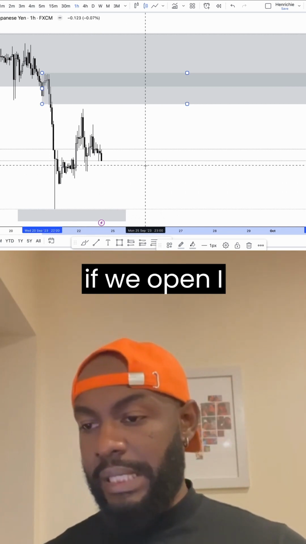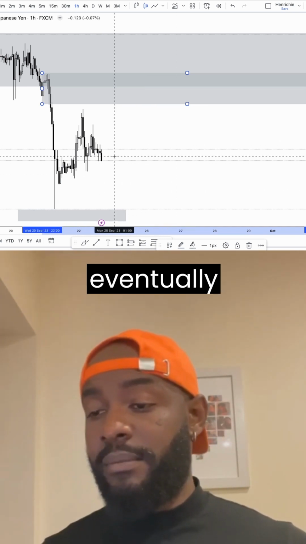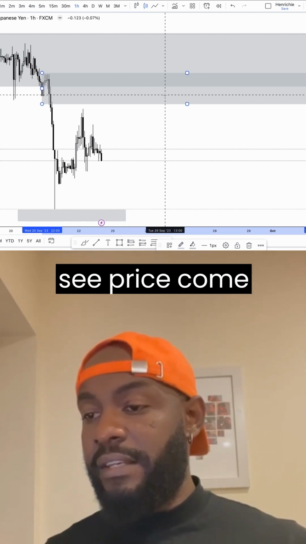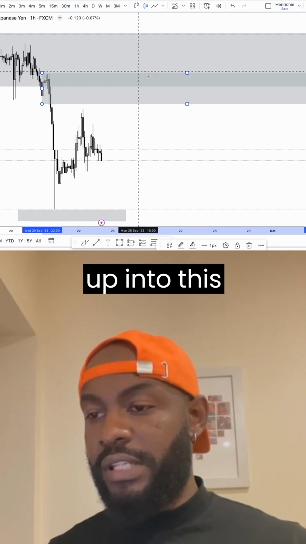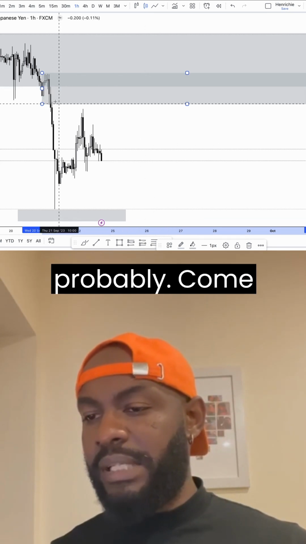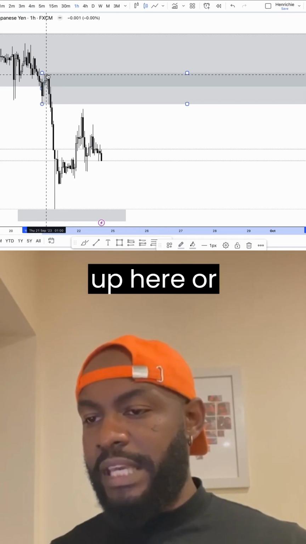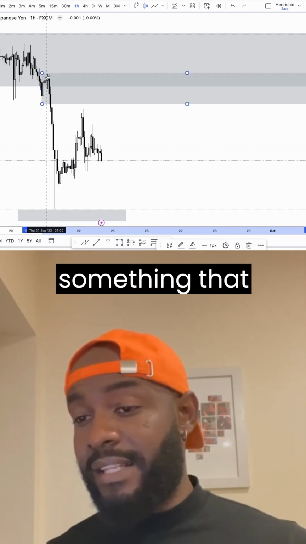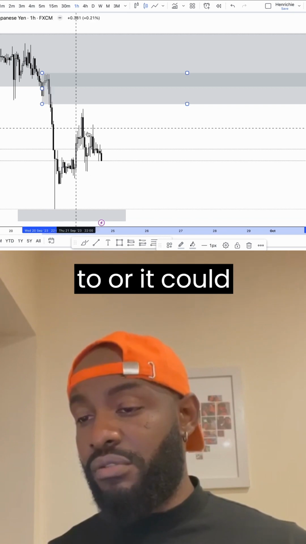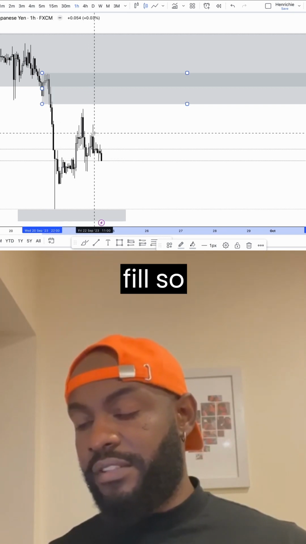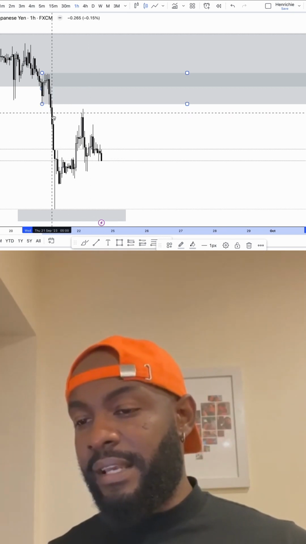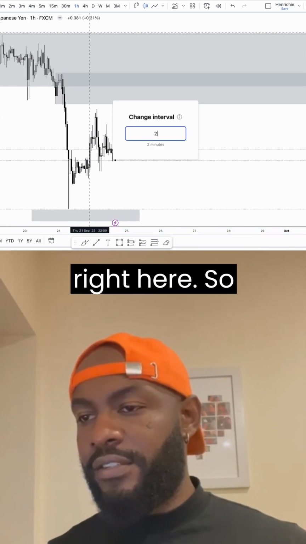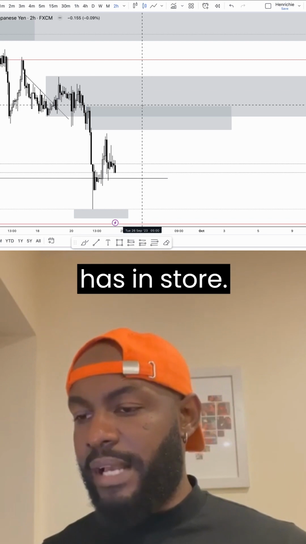I don't know what's gonna happen eventually, but in my opinion, I wouldn't be surprised to see price come up into this zone and mitigate something. Probably come up here, or this buy side liquidity is something that I wouldn't be surprised to see it come up to, or it could feel satisfied with what it has mitigated right here, because you can see that this is the last fair value gap right here. So let's check what the 2-hour time frame has in store.